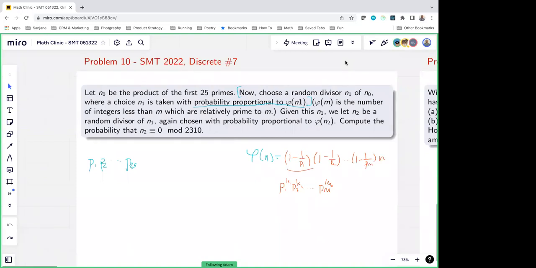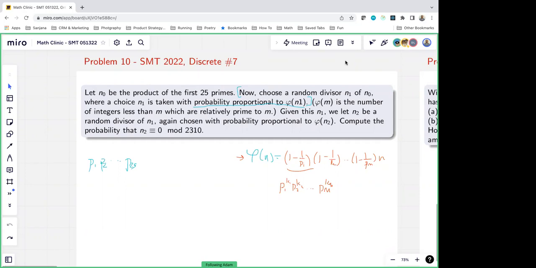Essentially, you can derive this through, for example, the principle of inclusion-exclusion, or many other ways, but this is the formula that you should know and apply. So we'll just take this for now. We're saying that the divisor is picked with probability proportional to this phi.